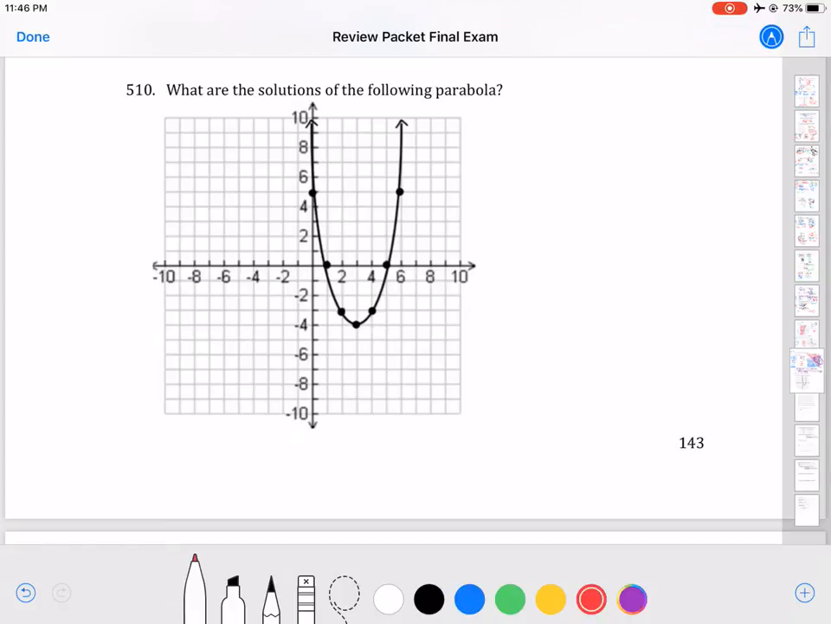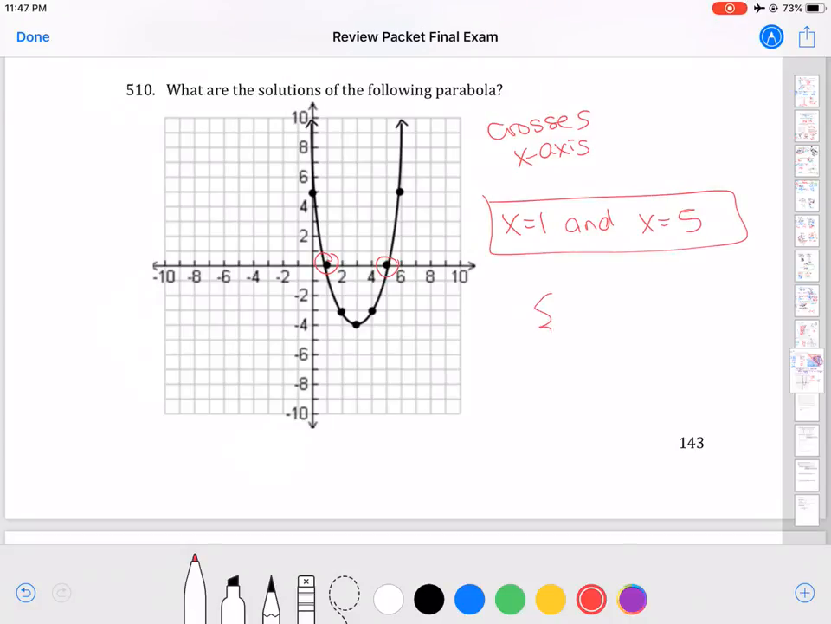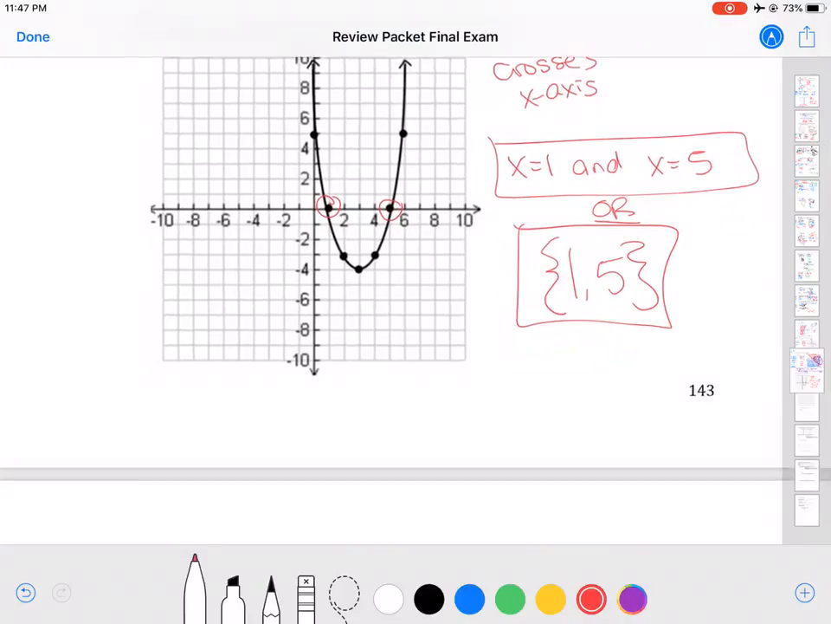All right, number 510 is relatively easy as long as you remember where solutions are on a parabola. We talked about how we can check solutions earlier. Your solutions to a parabola are just where it crosses the x-axis. So it crosses at x equals 1 and x equals 5. So you can write your answer like this, or we did briefly talk about this solution set notation. You can put the 1 and the 5 in that solution set. These are not both needed. You could do one notation or the other, but those are your answers.